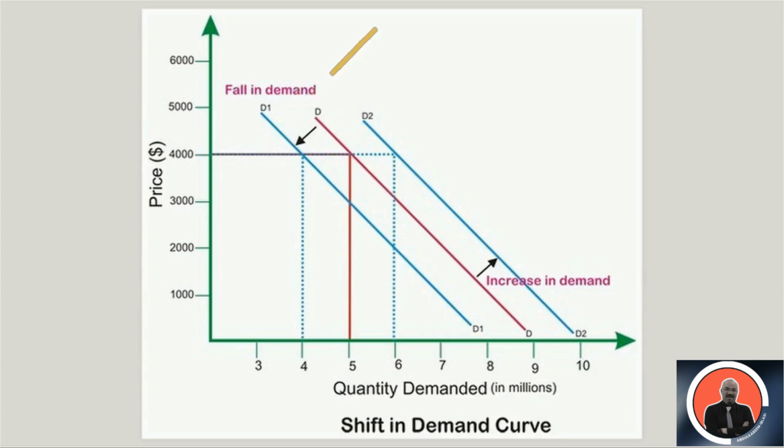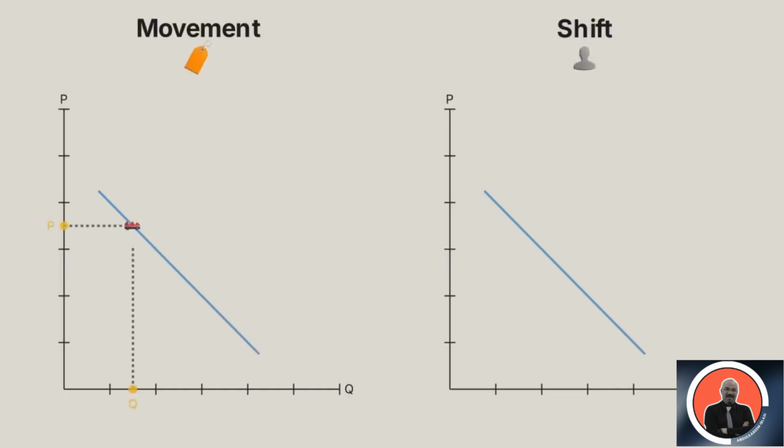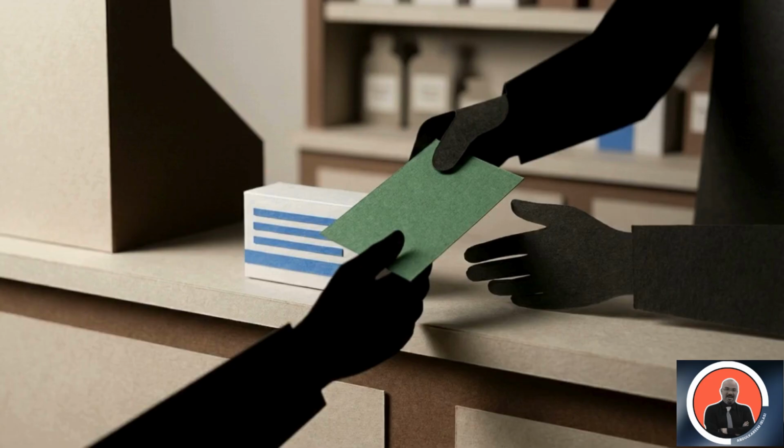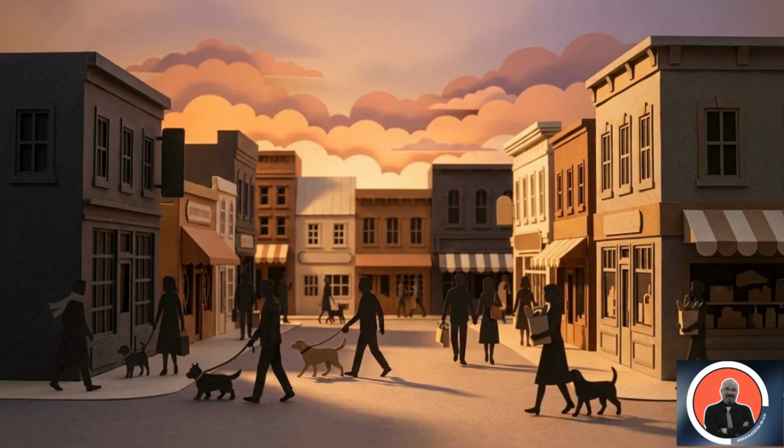This is the core of the market. Changing the price tag causes a movement along the curve, but changing the buyer's lives causes a shift of the entire curve. The price of a product tells us the cost of a trade, but to understand what is truly moving the market, we have to look at the factors shaping the lives of the people who pay it.